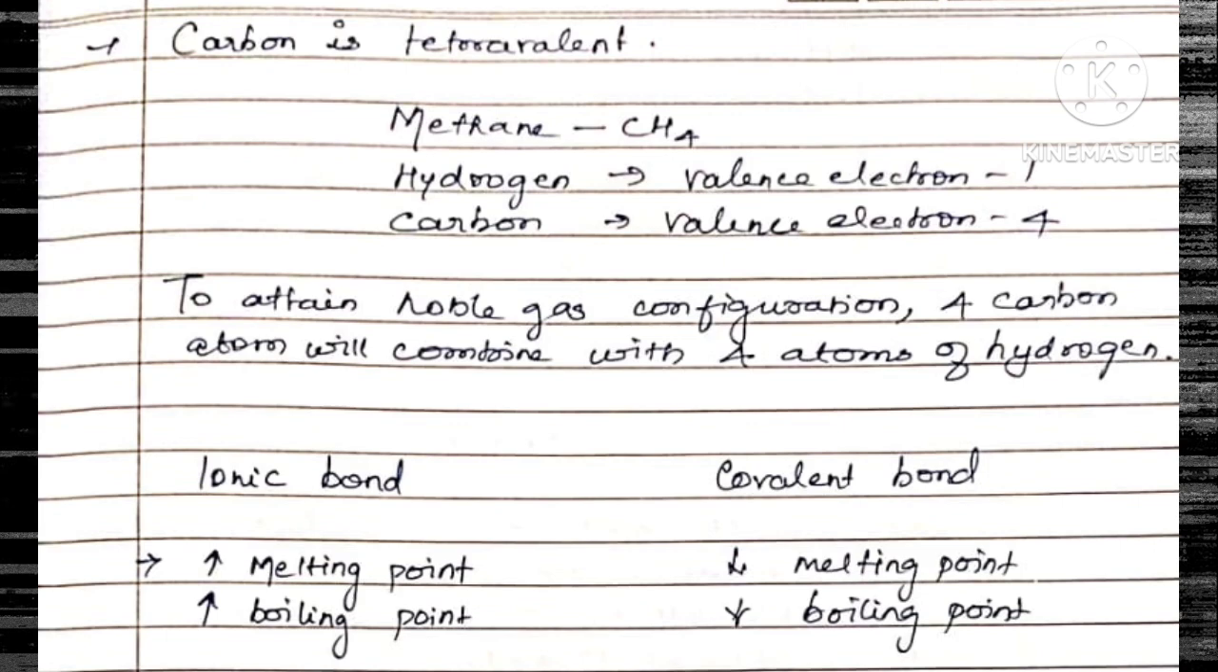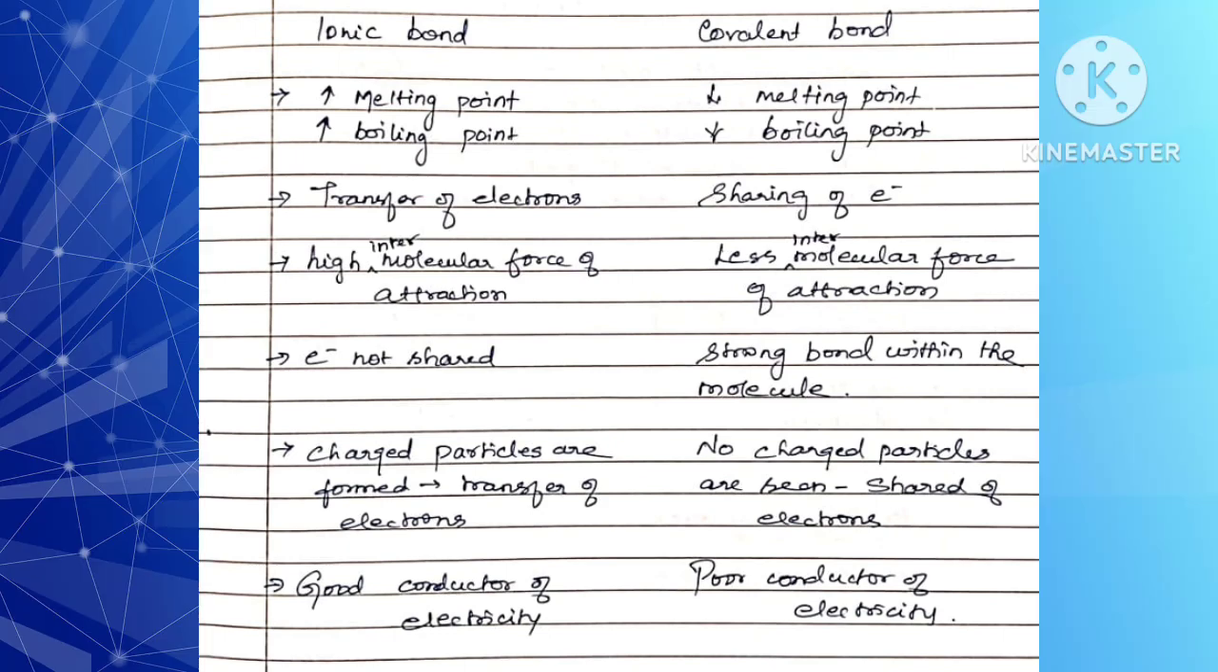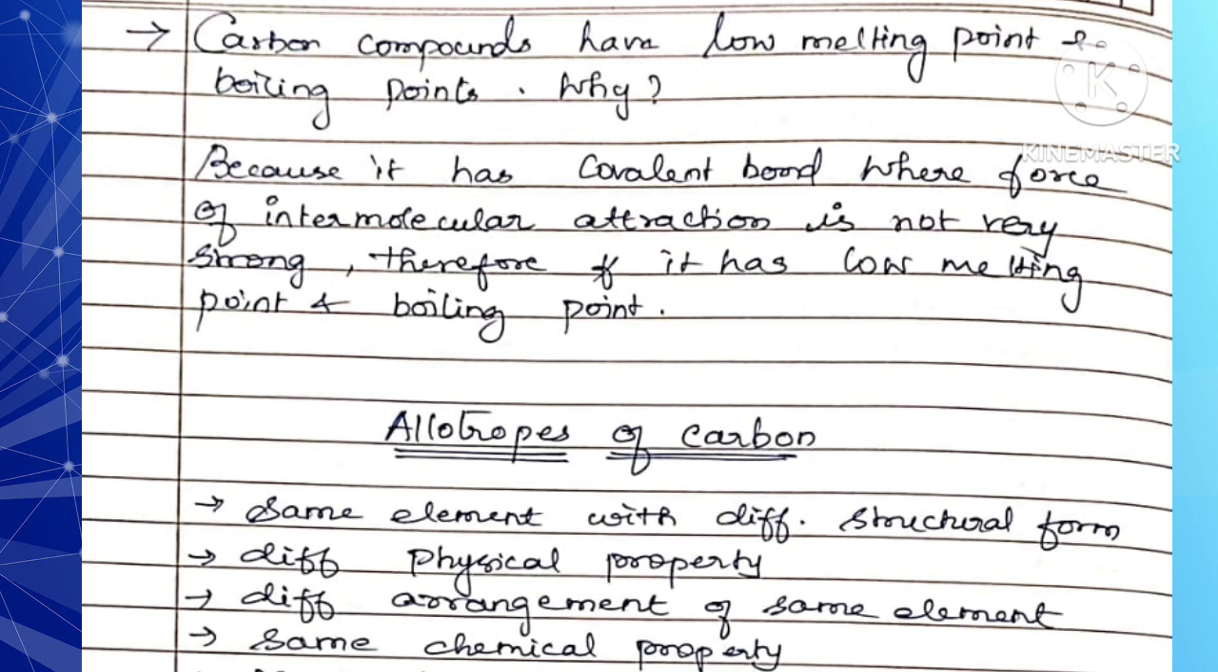So next we are going to see the difference between the ionic bond and covalent bond. The first point is ionic bond has high melting point and boiling point, whereas covalent bond has less melting point and boiling point. Transfer of electrons takes place in ionic bond, whereas sharing of electrons takes place in covalent bond. High intermolecular force of attraction takes place in ionic bond, whereas less intermolecular force of attraction takes place in covalent bond. Electrons are not shared in ionic bond, whereas a strong bond is formed between the atoms due to covalent bond. Charged particles are seen in ionic bond, whereas no charged particles are seen in the covalent bond. Ionic compounds are good conductors of electricity, whereas covalent compounds are poor conductors of electricity. Carbon compounds have low melting point and boiling point.